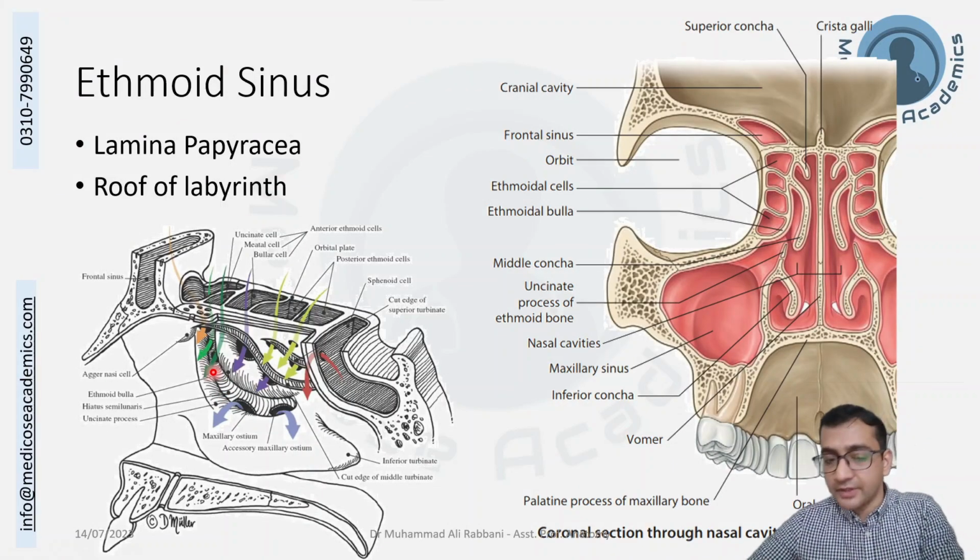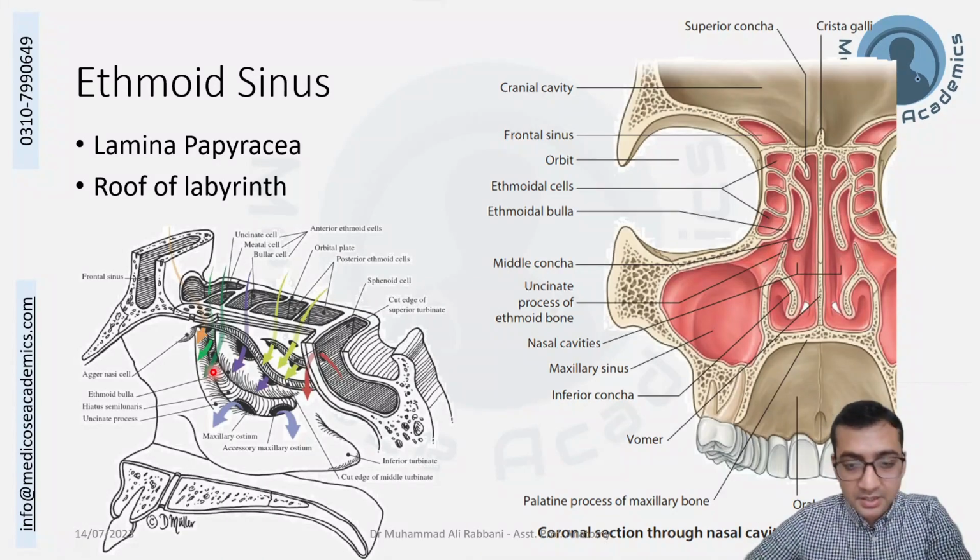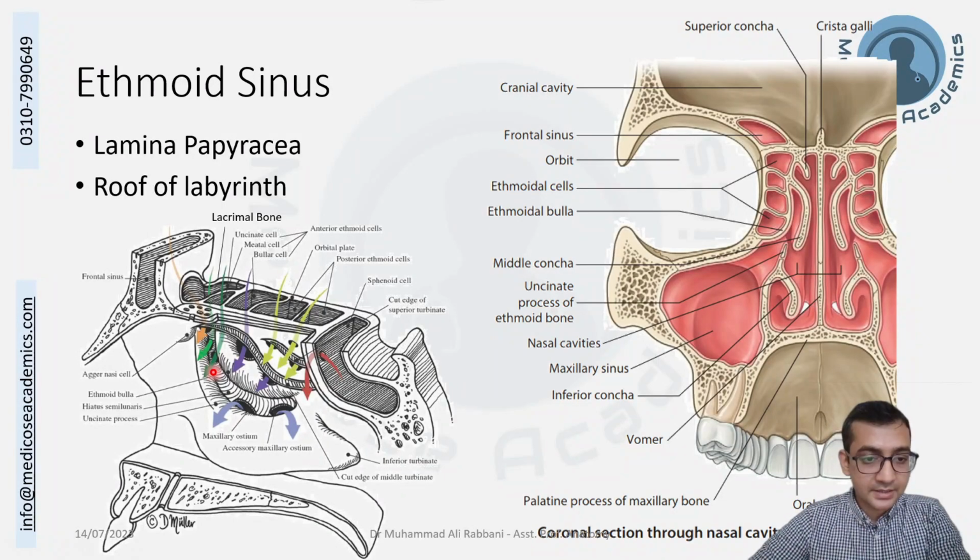These ethmoidal cells may vary in number very much. They may be as few as 3, as many as 18, but they are present and they are divided into anterior and posterior groups as discussed.